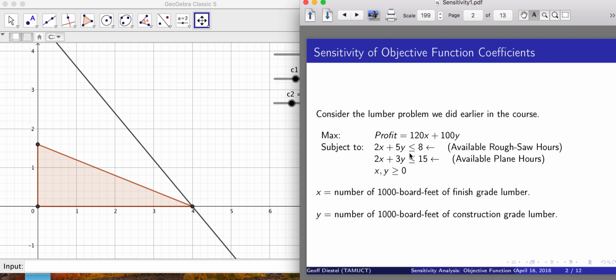2x plus 5y is less than or equal to 8. 8 is the number of hours that the company has available to basically cut wood and saw the wood into these lumber boards that they want to process. And then they have 15 hours available to plane them or smooth them.